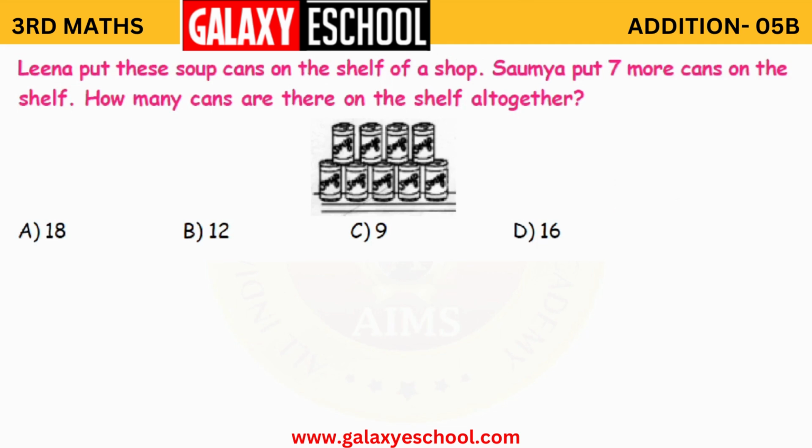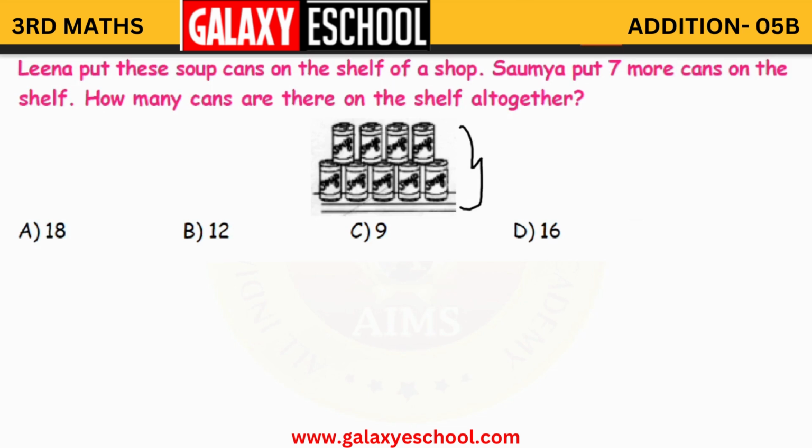Soumya put 7 more cans on the shelf. How many cans are there on the shelf together? Now these are put by Lena. First let us count these. 1, 2. Let me take another color. 1, 2, 3, 4, 5, 6, 7, 8, 9.